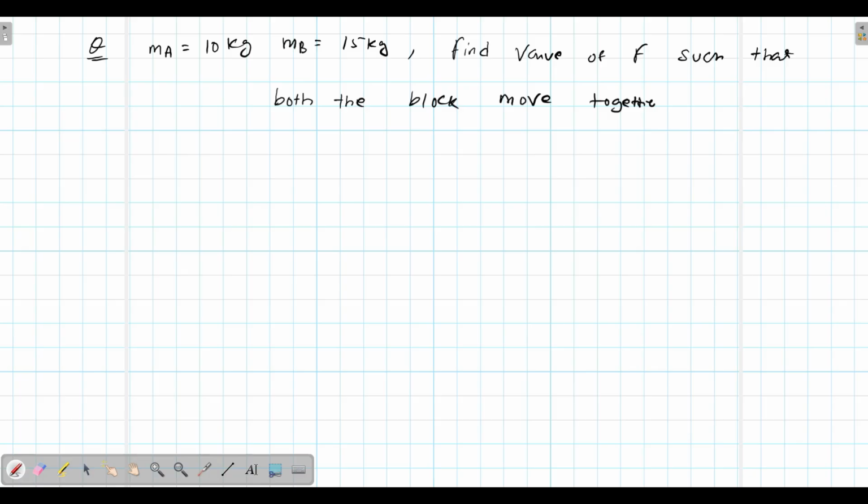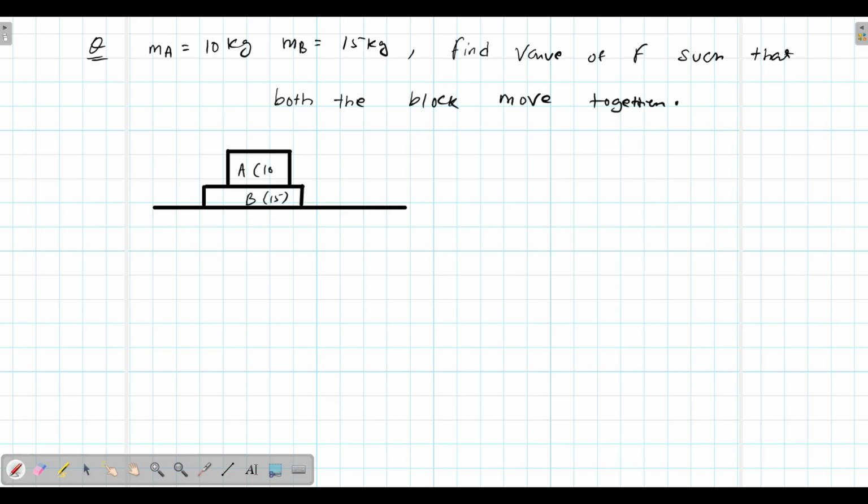Both the blocks move together. So first we have to draw the diagram. The diagram is given in the question. This is the mass B. Mass B is 15 kg. Mass A is 10 kg.